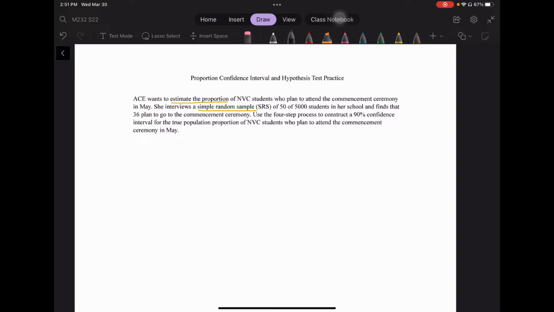I'm going to begin by using the state portion. And in the state portion, you need your confidence level, your parameter, and in context. Okay? So we want to construct an interval. What kind of interval? We want to construct a 90% confidence interval. And what are we constructing it for? We are constructing it for the true population proportion of Napa Valley College students who plan to attend the commencement ceremony in May. So we put that all together.